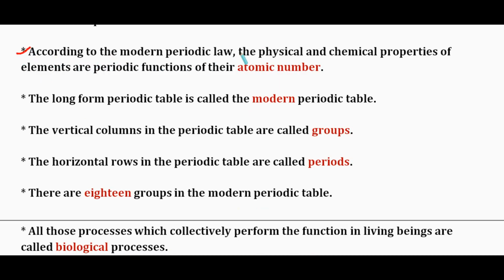Next question is: according to the modern periodic law, the physical and chemical properties of elements are periodic functions of their atomic number. The long form periodic table is called the modern periodic table. The vertical columns in the periodic table are called groups. The horizontal rows in the periodic table are called periods. There are 18 groups in the modern periodic table. All those processes which collectively perform the function in living beings are called biological processes.